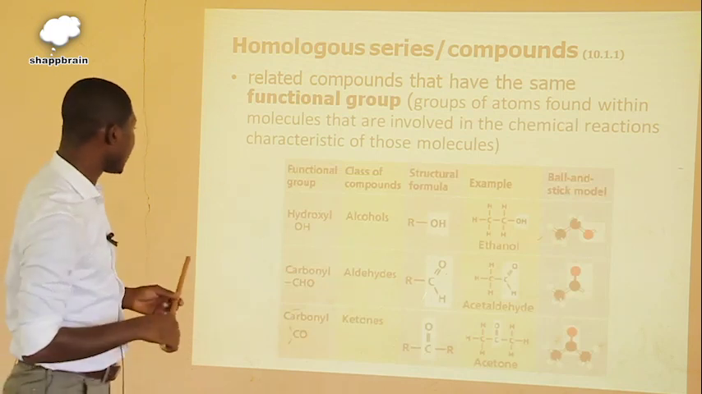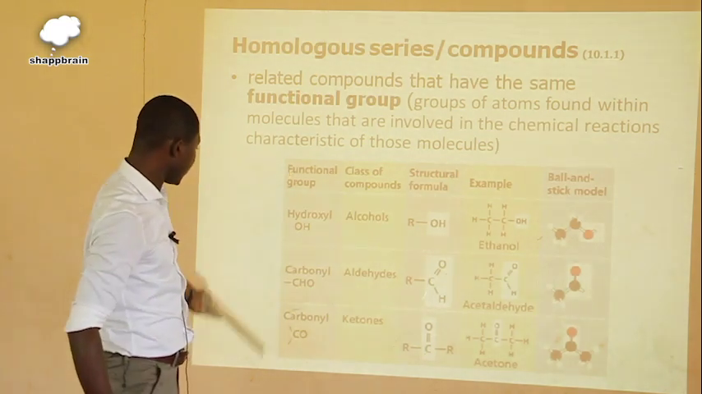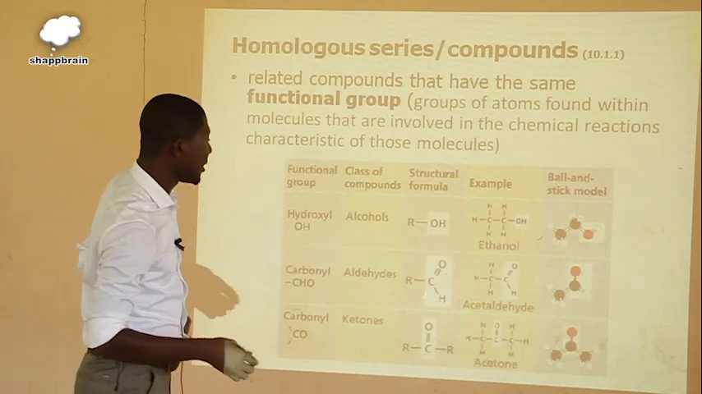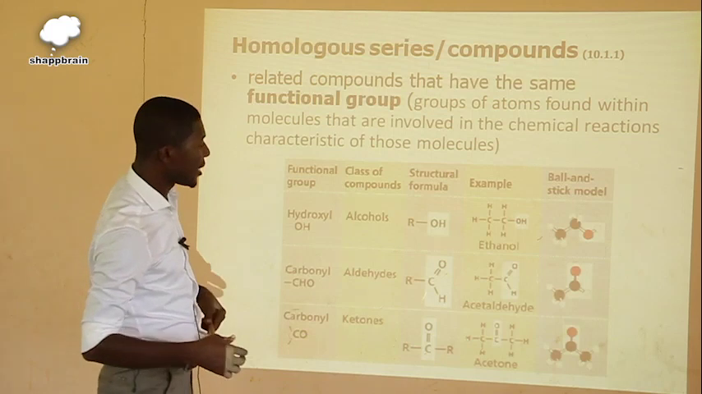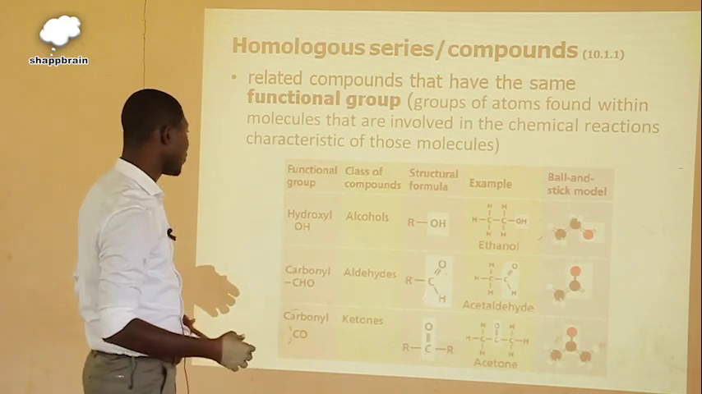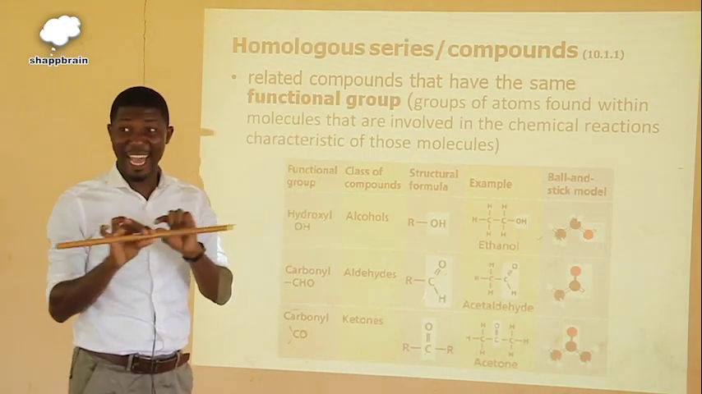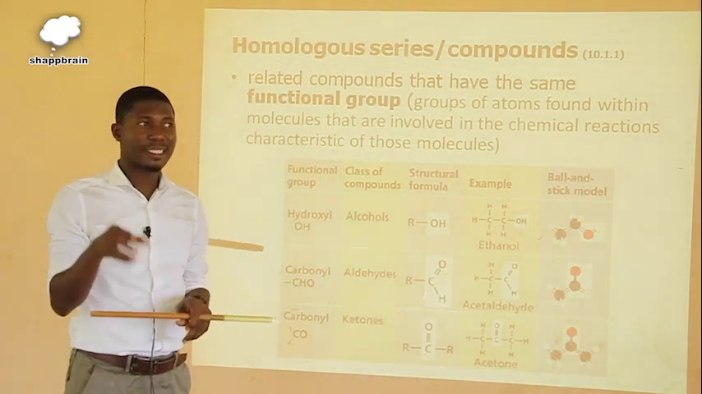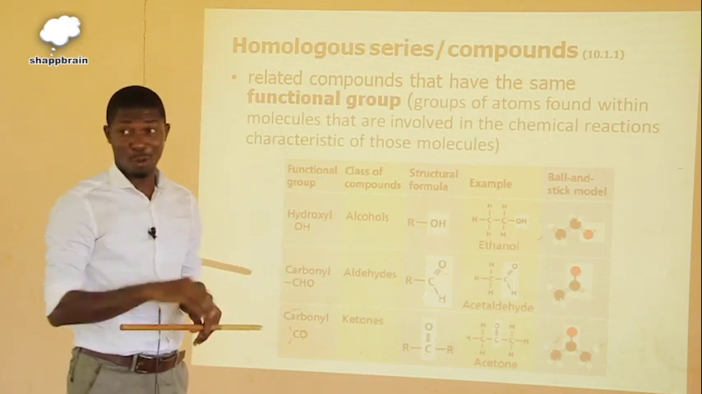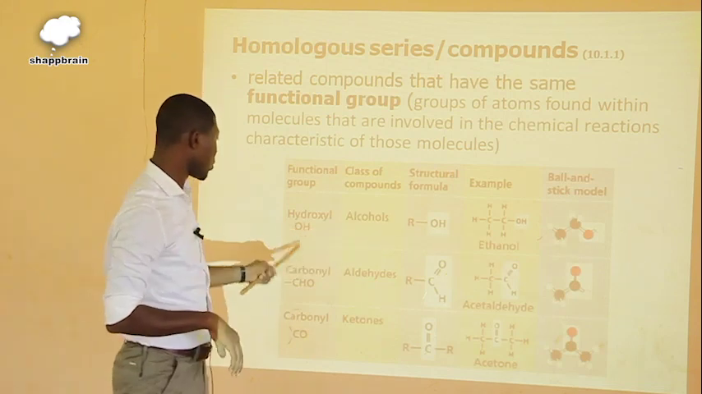Now we have examples of that, but this has to do with functional groupings. So we have the functional group, then the class of compounds they are, then the structural formula, then an example, and then the ball and stick model representation. For the first one, we have the hydroxyl. OH is hydroxyl. So if you have OH attached to a compound, then we say that it is an alcohol. That's the name of the functional group, alcohol. So we have an alcohol because of the OH.